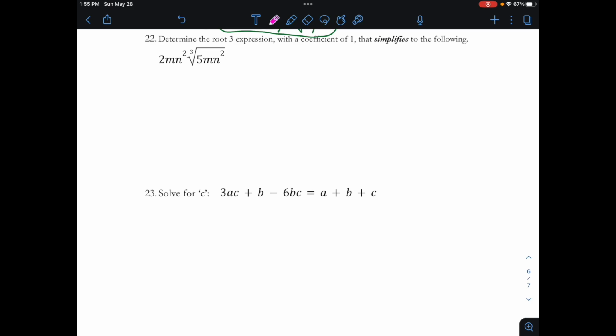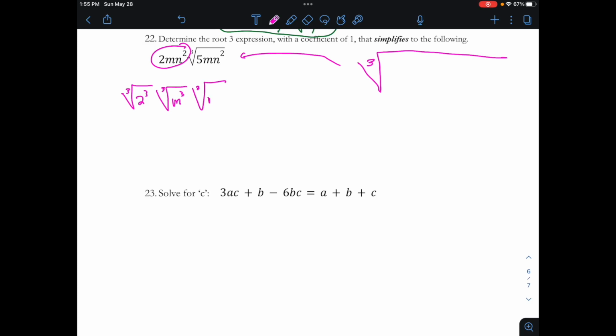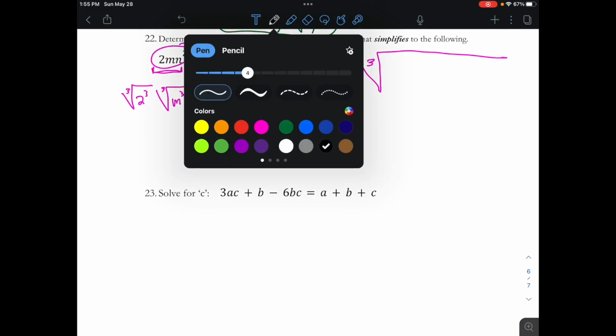Determine the root 3 expression with a coefficient of 1 that simplifies to the following. All this is basically saying is our final answer should have root 3 of something, and that's what's supposed to simplify to this. Okay, so if that's true, we basically just have to cube each of these and put them back in the root. So I'm going to say 2 cubed, right? Cube root of 2 cubed, cube root of m cubed, cube root of n to the 6th. All of that is equivalent to this part right here. And then I still have the cube root of 5mn squared.